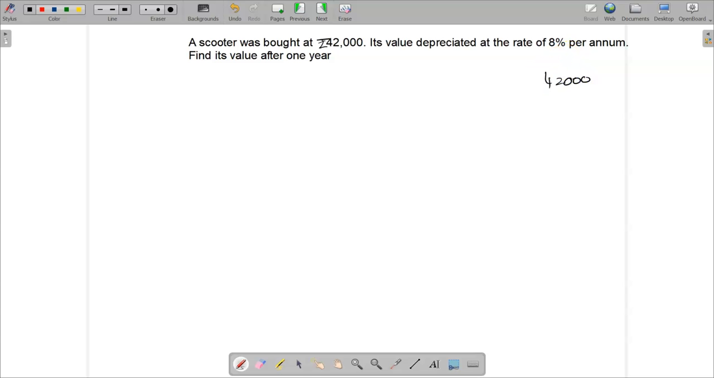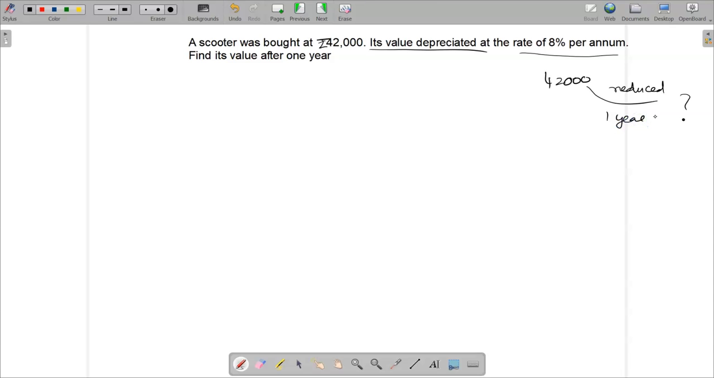Generally, whenever we purchase any electronics items or household items, after a few years if we resell the items, the rate of that particular item will be reduced. That is what they are saying. Its value has been depreciated, the value has been reduced, at the rate of 8% per annum. And then they are asking what the price is after 1 year.